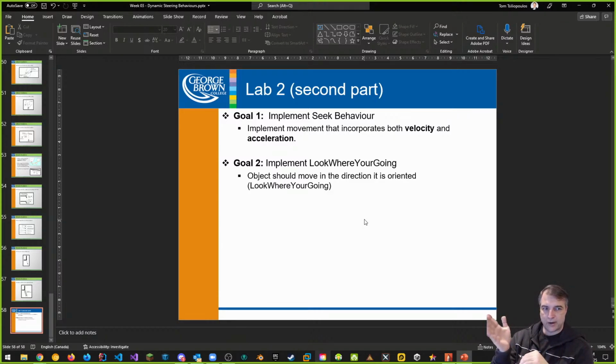What is my current direction? What is the difference between where I'm looking and where I need to go, and how much can I turn this time step, whatever that time step is going to be? Then implementing look where you're going is part of that. We're going to do this together, so that way you have look where you're going and seek behavior all at the same time.